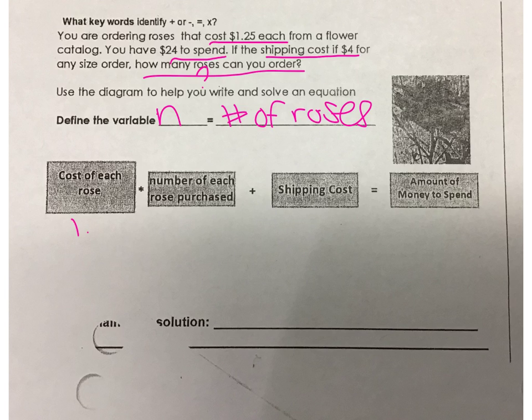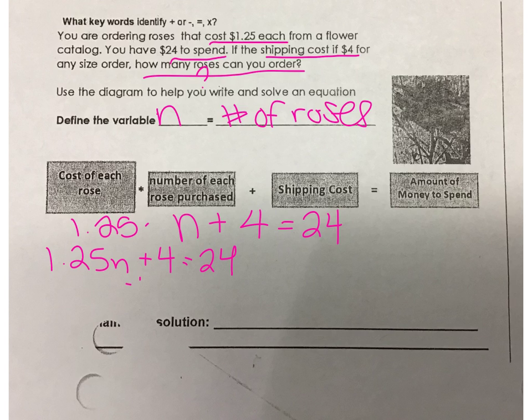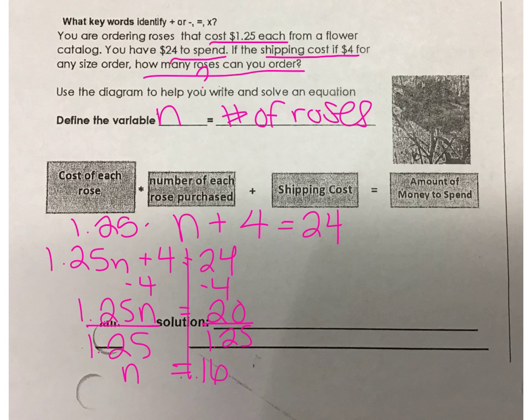So cost for each rose, 1.25 times the number of roses N, plus our $4 shipping cost equals our $24 we can spend. So 1.25 N plus 4 equals 24, minus 4 from both sides. 1.25 N equals 20. Divide by 1.25. N equals, go ahead and do that, equals 16. So again, when we explain our solution, it would be you can order a total of 16 roses. I'm going to add our roses for our unit too.